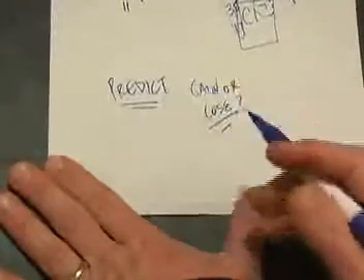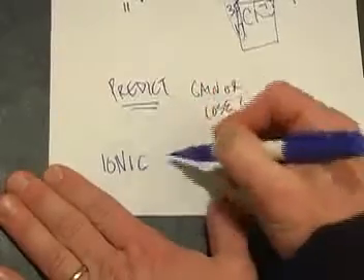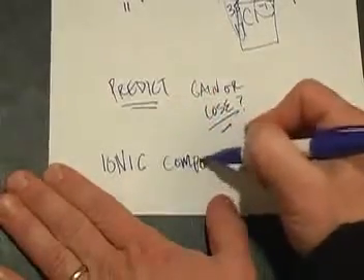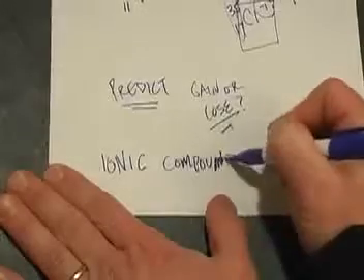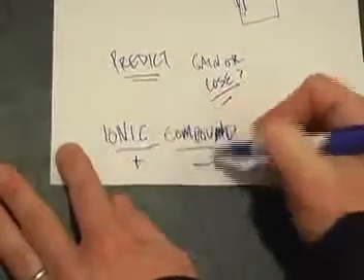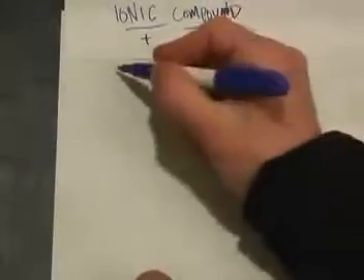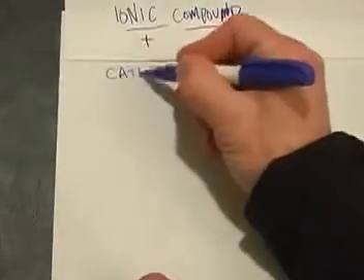Well, when 2 things that have gained and lost electrons come together, they form what's called an ionic compound. An ionic compound consists of a positive ion and a negative ion. A positive ion and a negative ion. And there's some special names given to the positive ion and the negative ion. The positive ion is also given a name called a cation.